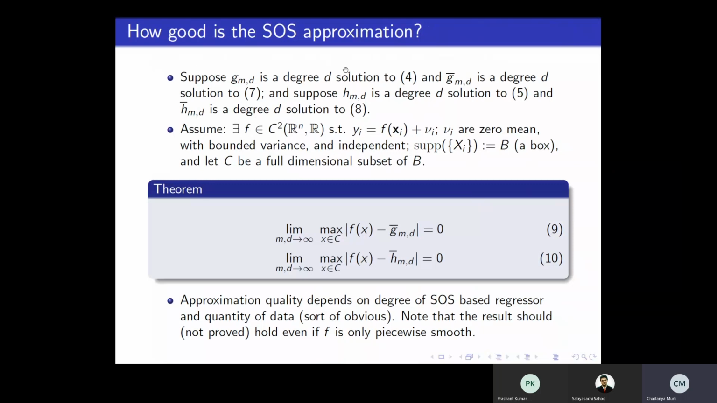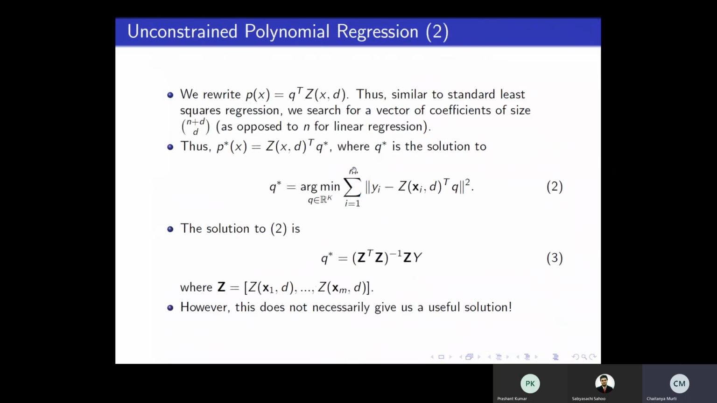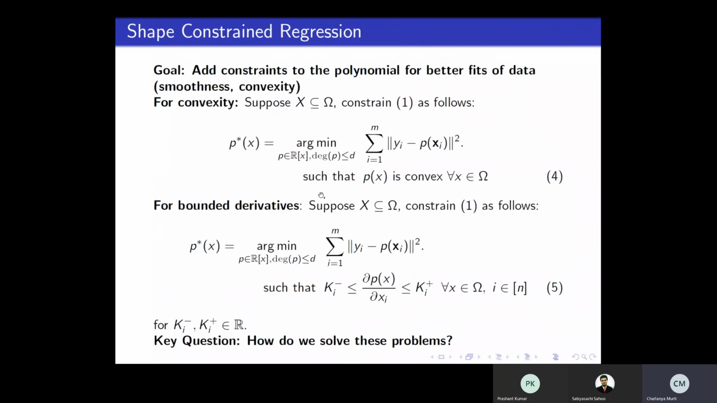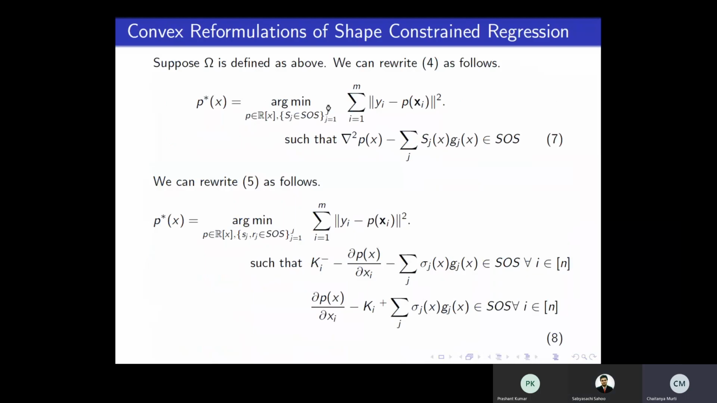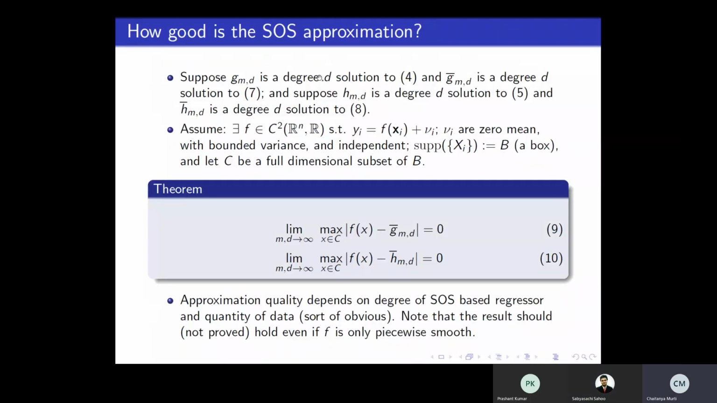So the question now becomes, how good is the SOS approximation? If you recall, this is the original functional optimization problem. 4 is just finding a P that's convex. So GMD is the degree D solution to 4 with M data points. D bar is the SOS relaxation. H is the bounded derivative case. H bar is a degree D solution. Okay. So for all F in C2 RNR such that this holds, this is our formulation.